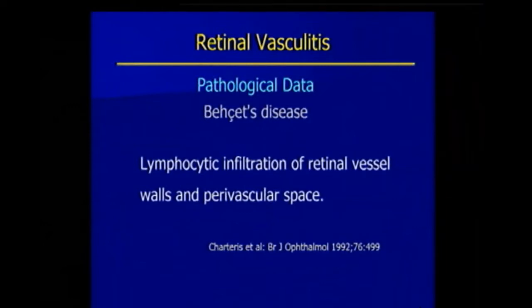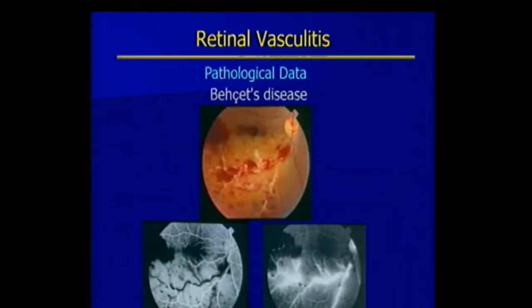Behçet disease is another retinal vasculitic entity in which histopathology is available, and the histopathology showed lymphocytic infiltration of the retinal blood vessels. An example, this is a patient with Behçet disease. Look at the vascular sheathing, but the patient had also inflammatory branch vein occlusion.